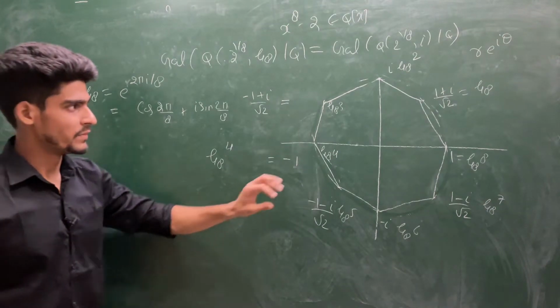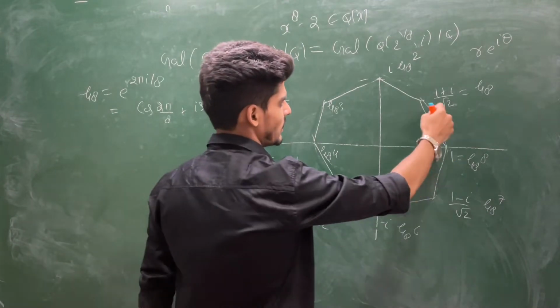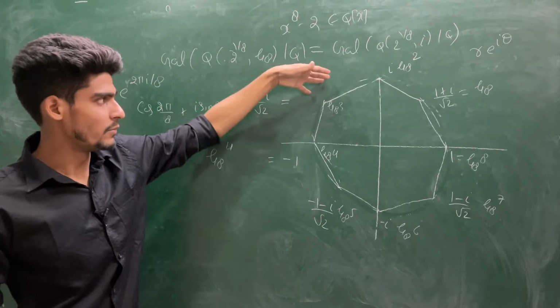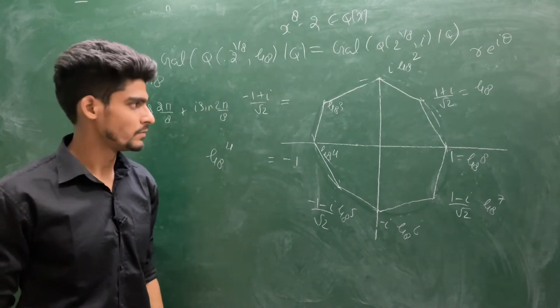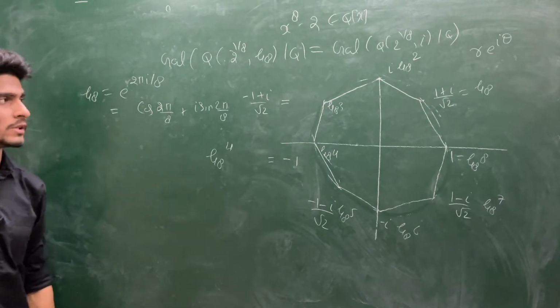And you can also see these are equally spaced. If you go from here to here, you will have equal distance. From here to here, you will have equal distance. From here to here, you will have equal distance. So every time you are having equal distance, that you can feel. So that is a very nice property for this unit circle.